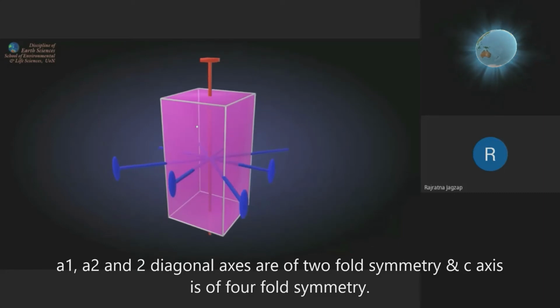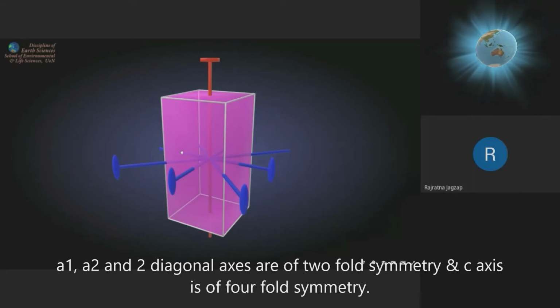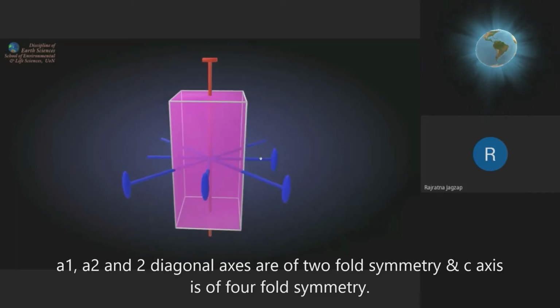We have this A1 axis and A2 axis, which are the same in length and angular relation, that is, perpendicular to each other. Let's take this axis, which is going from right to left.